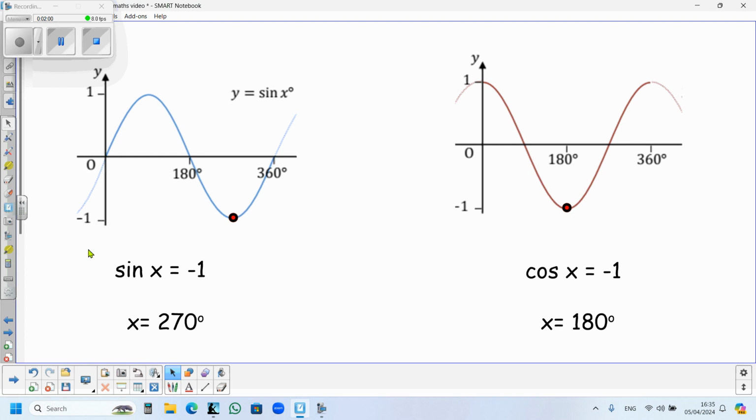Minus 1, we'll do the same. When sine x is equal to minus 1, there's the sine graph, there's minus 1, so we follow it across to find the graph and read up to the axis, and that gives me 270. When cos x is equal to minus 1, we go to minus 1, we find our graph, there it's there, minus 1, read up, and that is 180 degrees. So it's really important that you know all of those equations.